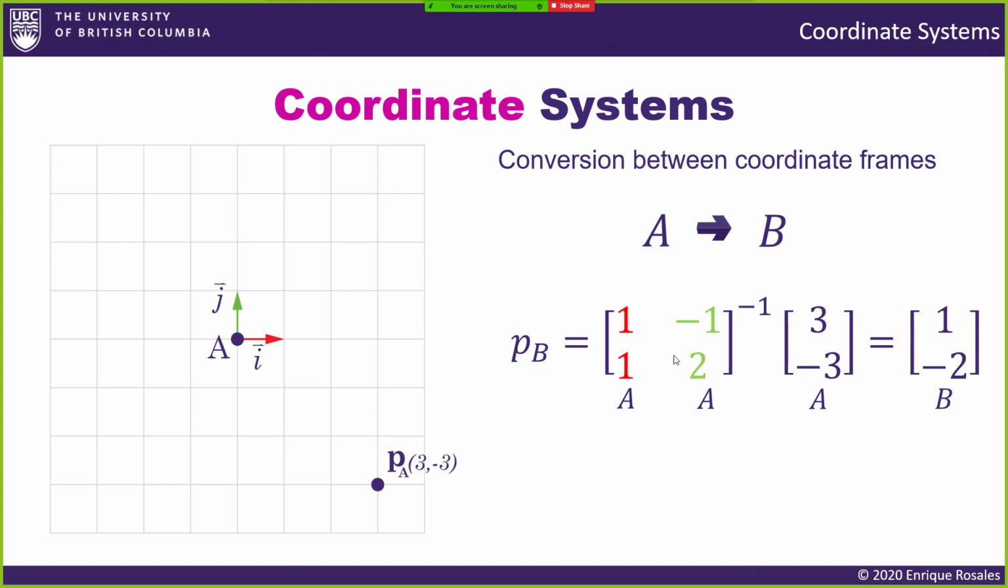So in this case, if you take the inverse of this matrix, and you can do these computations at home, and you multiply it by this vector, which is the coordinates of P with respect to A, then you get the coordinates of P now with respect to B. So that is how we can go back and forth between different coordinate frames.